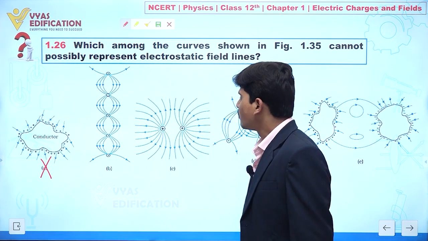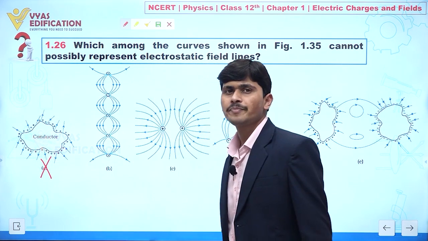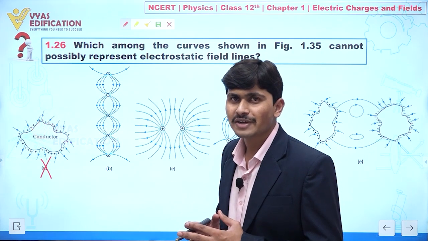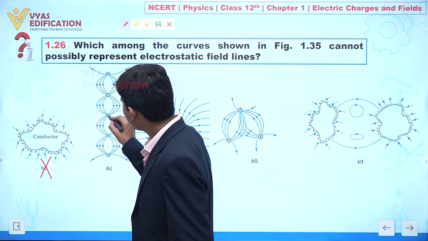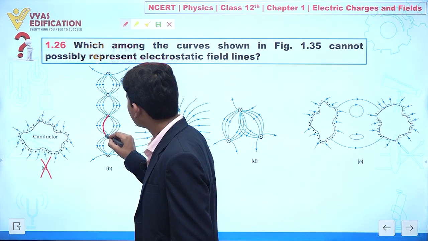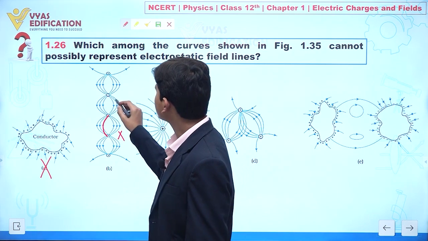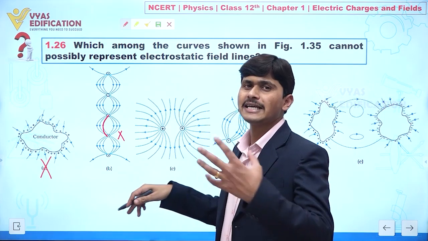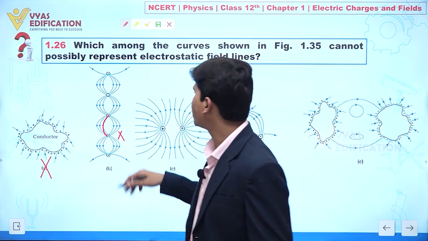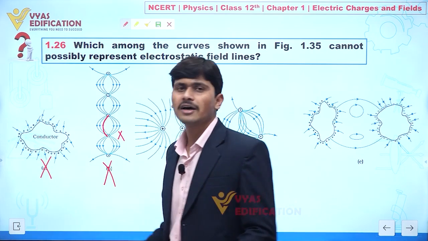Now, can figure B be the representation of electric field lines? No. Why? Because we know electric field lines always start from a positive charge and end on a negative charge. You can see in this diagram that the electric field lines are coming out from the negative charge and ending on the positive charge. So this is also a wrong figure.